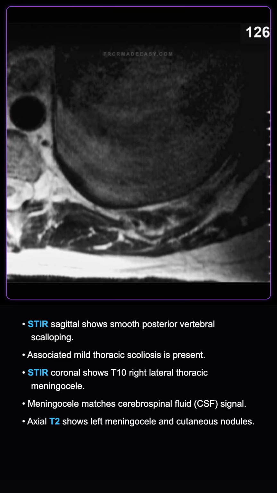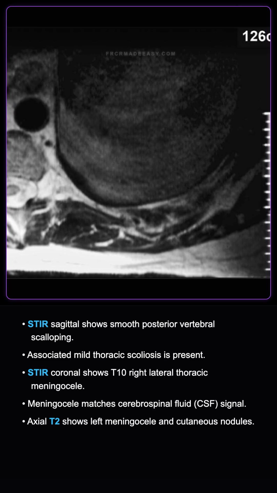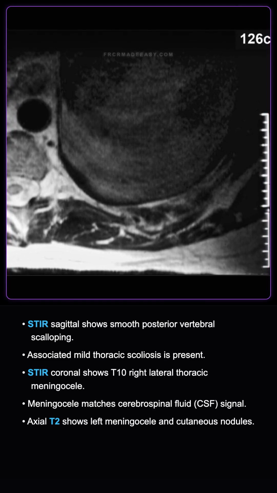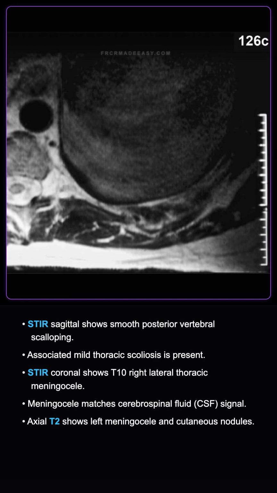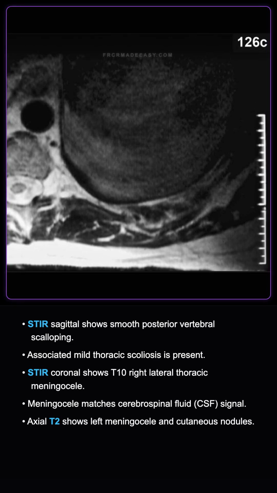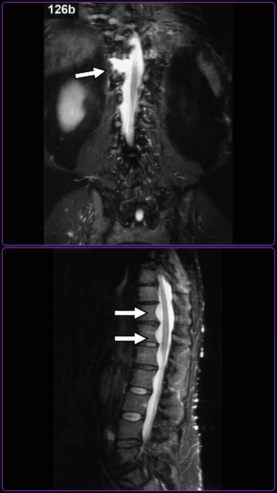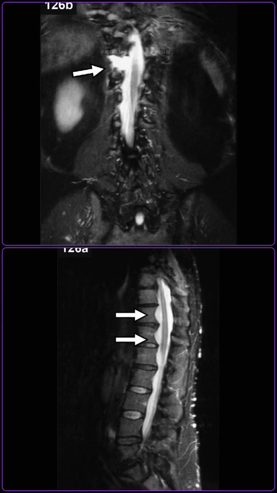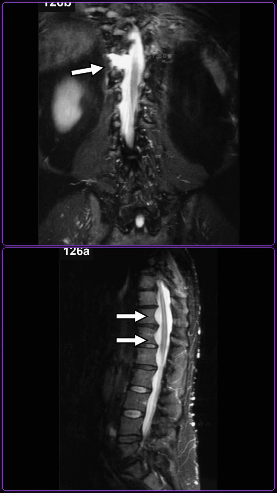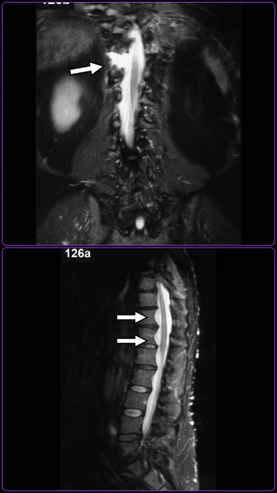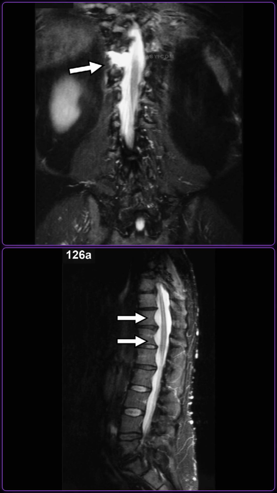The axial T2 weighted scan demonstrates a second lateral meningocele on the left side at a similar level, and multiple cutaneous hyperintense subcutaneous nodules are noted along the back. I am showing you magnified views of the posterior vertebral scalloping and the lateral thoracic meningocele. What is the diagnosis, and what are the classic spinal features of this condition?